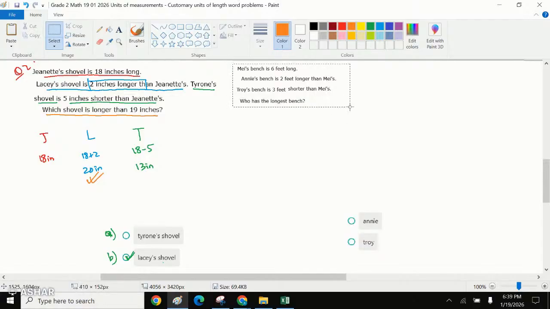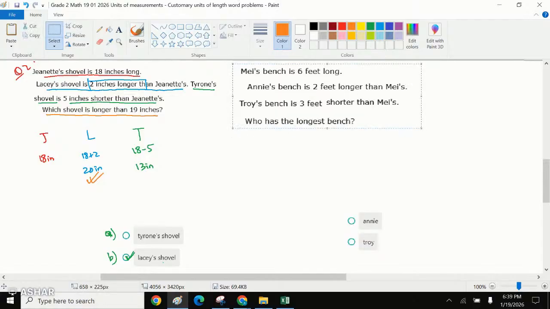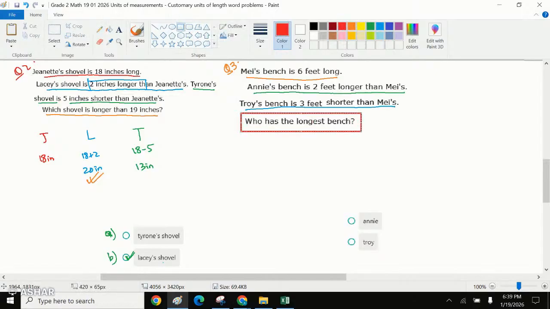Okay, this is our question number 3. It says Mai's bench is 6 feet long. Annie's bench is 2 feet longer than Mai's. Troy's bench is 3 feet shorter than Mai's. Who has the longest bench? Option A or option B? Annie. Okay, thank you.